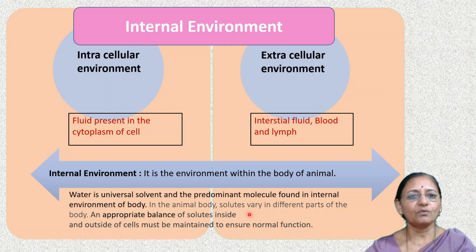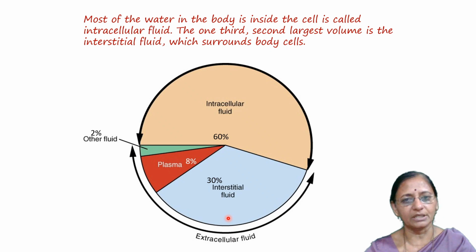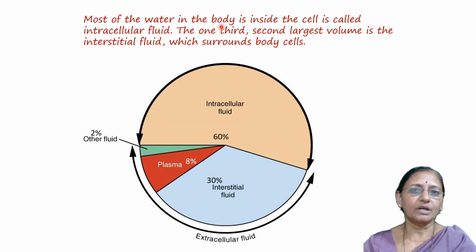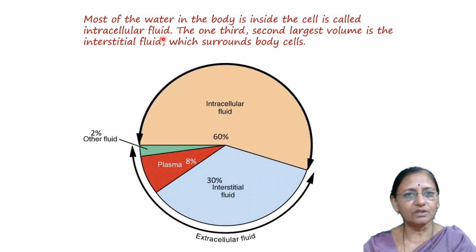Thus, water and solutes are the main components of the internal environment, and their balance inside the cell and outside the cell is maintained for the normal functions of the body. Most of the water in the body is inside the cell, and is called intracellular fluid.